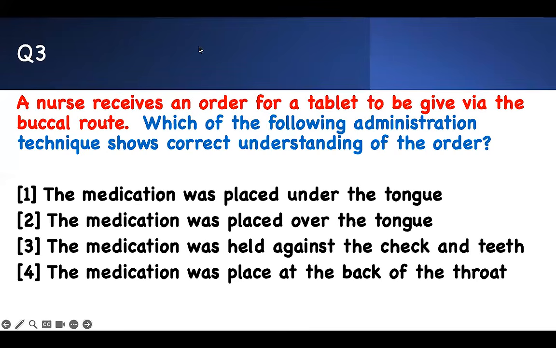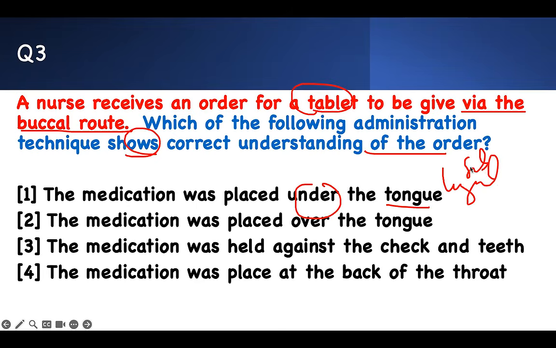Number 3. Which of the following administration techniques shows correct understanding of the order? A nurse receives an order for a tablet to be given via what? The buccal route. What is that? It's between your cheek. Basically, you put a medication between your cheek and your gum, your teeth will protect it and it gets absorbed. It's different from sublingual. Medication was placed under the tongue. Tongue is lingual, under is sublingual.